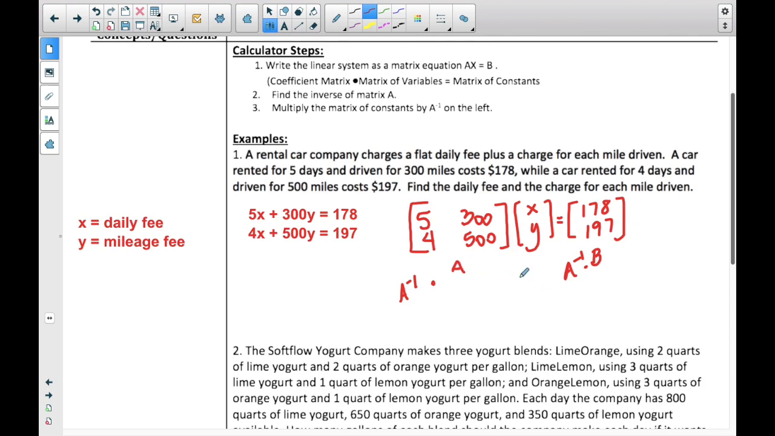And so when you do that, this first matrix cancels out, you get an answer over here, you still have your XY, your variable matrix over here, and then when you hit enter on your calculator, you should get 23 and 0.21. What that tells us is X is the daily fee, Y is the mileage fee. So what this means is it is $23 a day, and our mileage fee is 21 cents a mile.